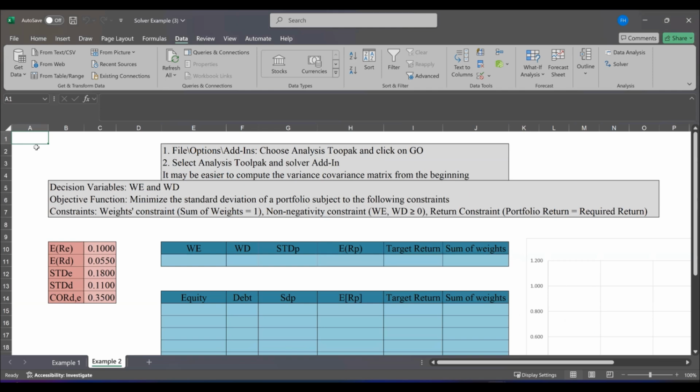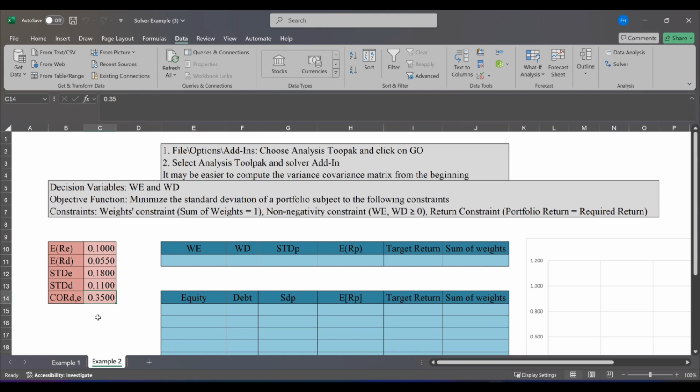E represents an ETF or a mutual fund invested in equities. D represents an ETF invested in debt instruments. Now I have here the expected return for equity. It's 10% a year. For debt, it's 5.5% a year. Furthermore, I have the standard deviation. It's 18% for equity, 11% for debt, and finally I have the correlation between debt and equity at 0.35.